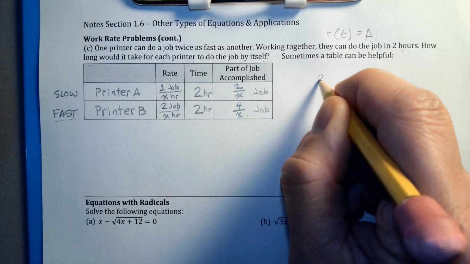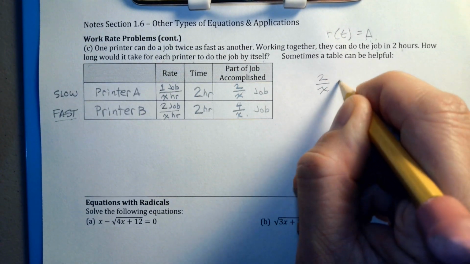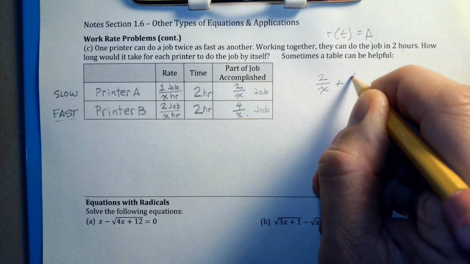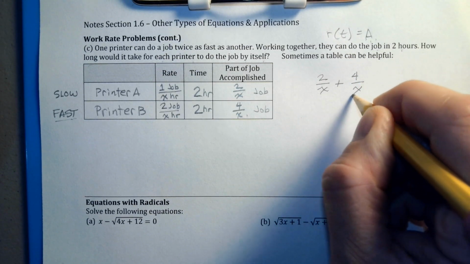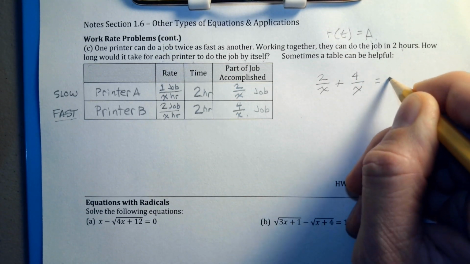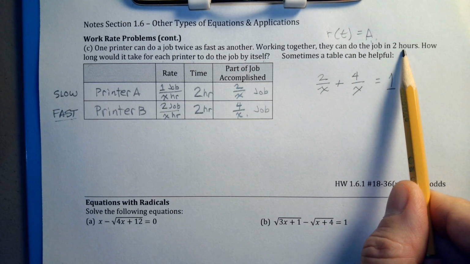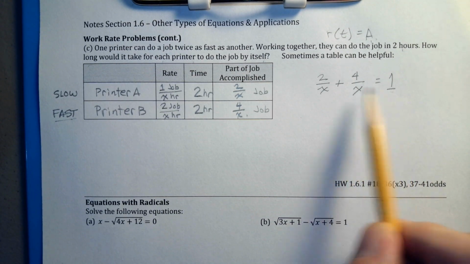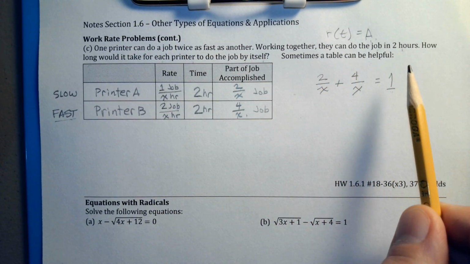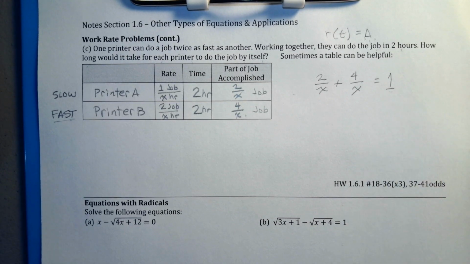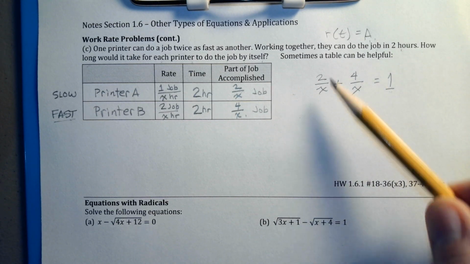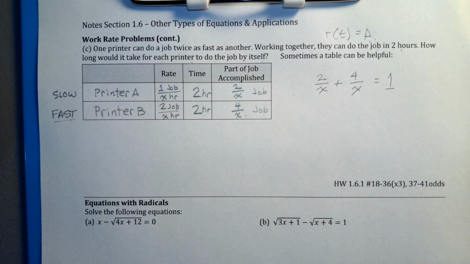So we have 2 over X plus 4 over X, and that's got to be equal to the total amount of work done, which is just 1 job, right? So it's a big, long job. Working together, they do the 1 job in 2 hours. So we know it's 1 job, so now we just need to solve this for X. You can see why we're doing these types of problems in this section, because this again is a rational equation.